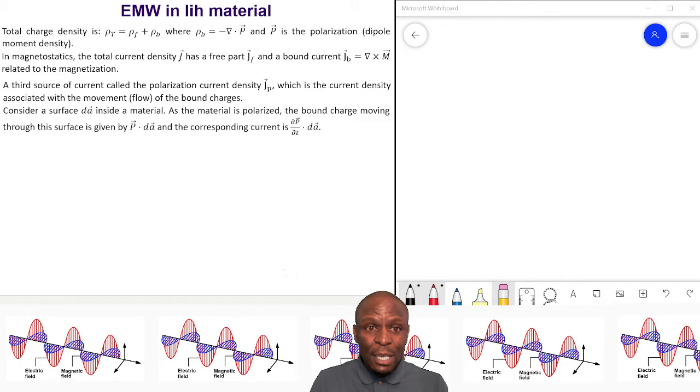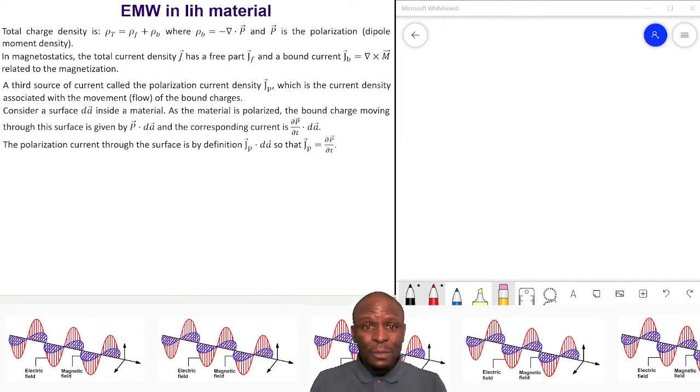Now, if you consider a surface dA inside the material, as the material is polarized, the bound charges move through this surface, given by P dot dA, and the corresponding current is given by the rate of change of the polarization dot dA. That means the polarization current through the surface is by definition J dot dA. Therefore, JP is just given by the rate of change of the polarization.